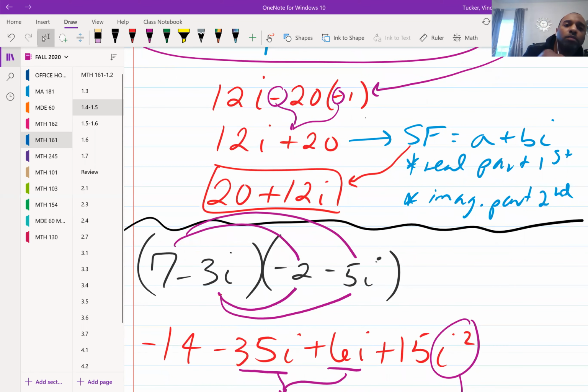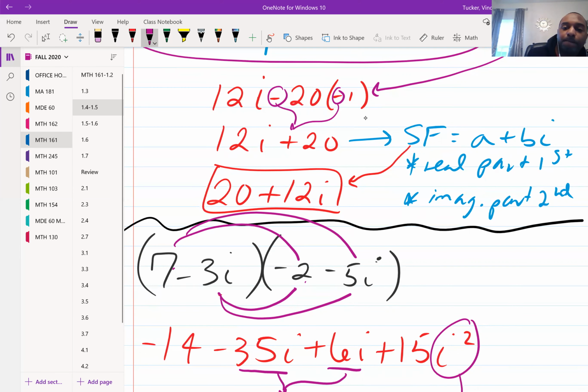Wait, could you explain how we're distributing that again? You're talking about the one down bottom, the 7 minus 3i? Yep, 7 times -2, and then 7 times -5i. So you distribute each term into the other set of parentheses. You distribute the 7 times the -2, 7 times -5i. Then you distribute -3i times -2, then -3i times -5i.